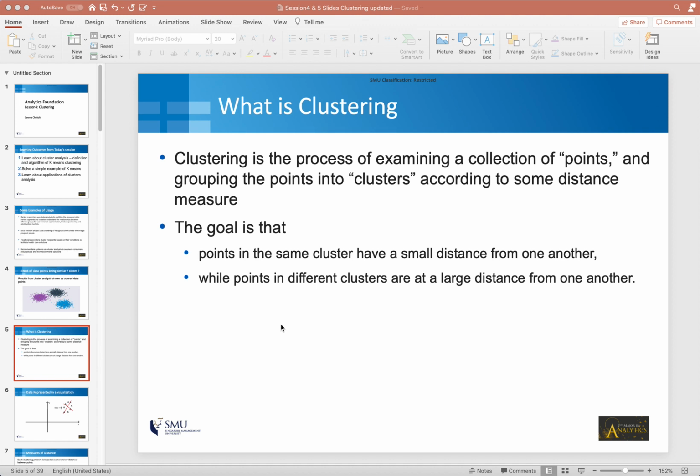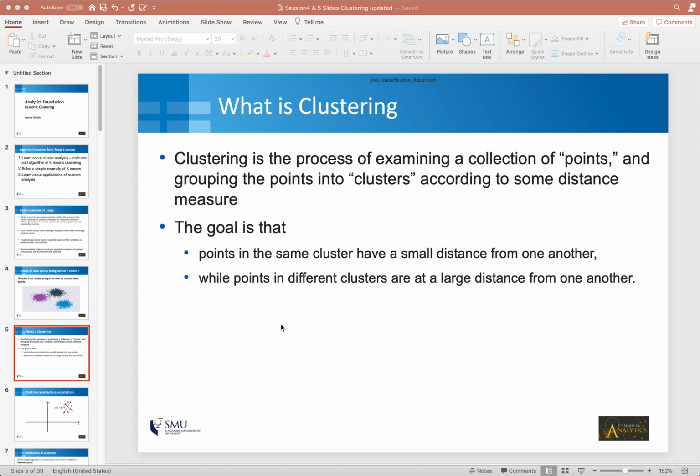Clustering is the process of examining a collection of points and grouping the points into clusters according to some distance measure. There are a few important things that stand out in this statement. One is that we are talking about the process of examining a collection of points, and then we are saying that we are going to group them into clusters according to a distance measure. Later we will talk about what this distance measure is. Essentially, this distance measure is a way in which you can find out the distance, or in other words, similarity between two data points.